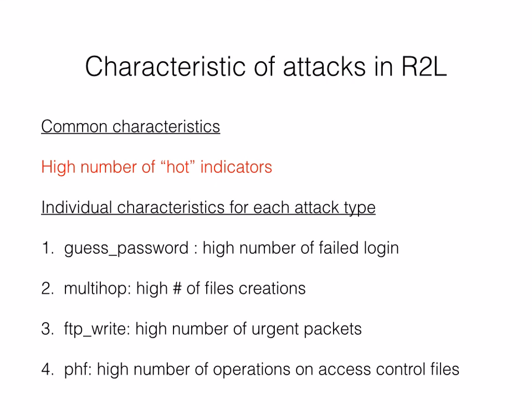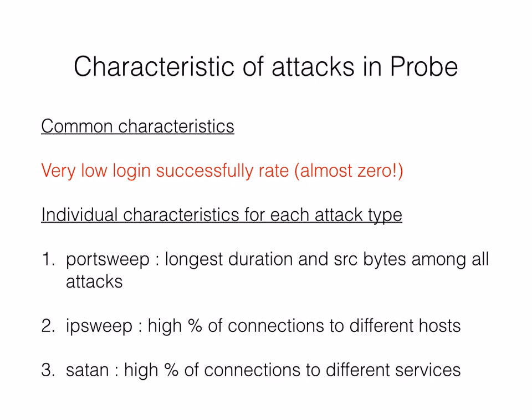because different hosts have different IPs, so they just do a lot of IP sweeping. And for R2L, there is a high number of hot indicators. The individual characteristic for each type is different. For example, guess password has a very high number of failed logins. This part is very different from the previous one. The previous one had a very low login success rate instead of a number, so it was a rate.